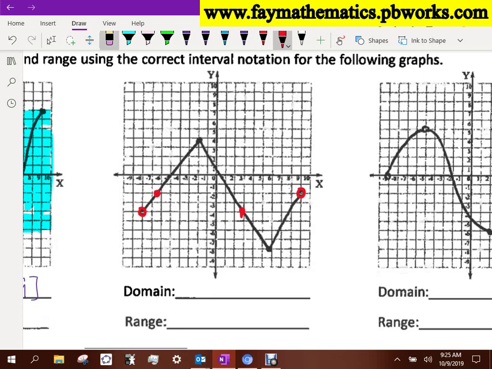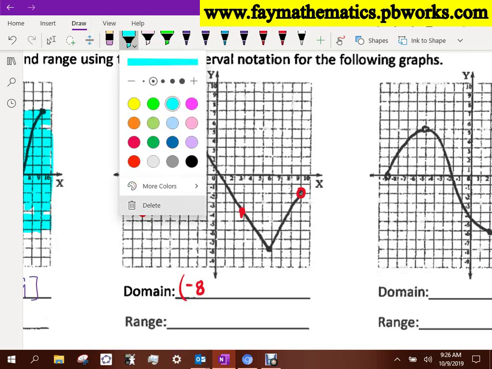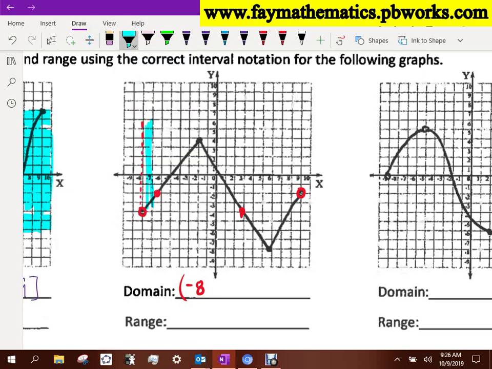Okay. So now looking at the domain, what's the first x value? It would be -8, right? Now I'm going to exclude -8 because it's open. And as I move that red line, or start coloring here, this thing is going to get tossed out the window.